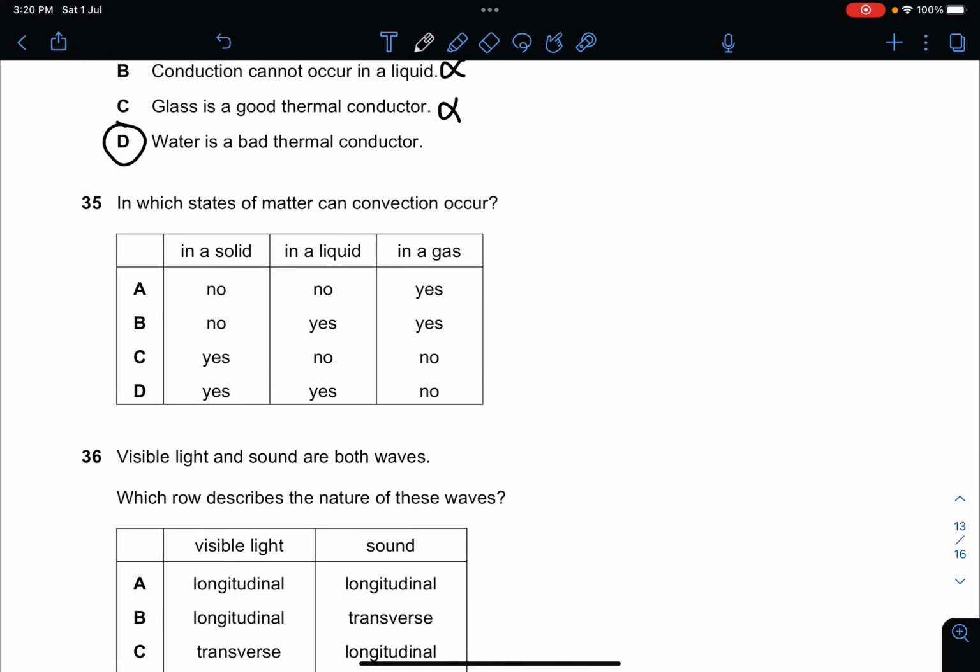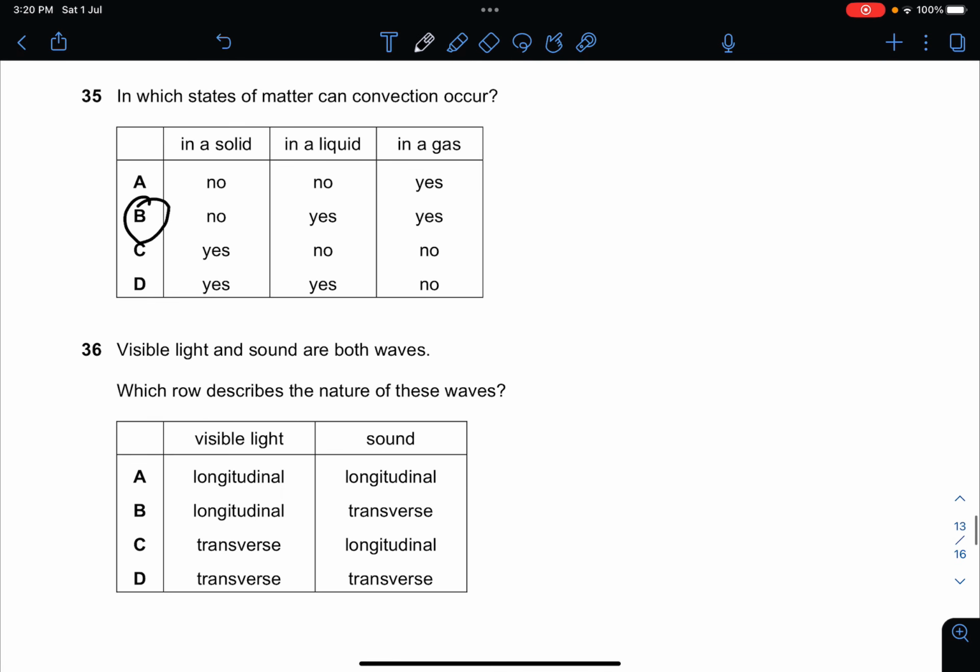Okay, in which states of matter can convection occur? Convection happens in fluids, meaning liquids and gases. So the answer is B. Okay, visible light and sound are both waves. Which describes the nature of these waves? Visible light is part of the electromagnetic spectrum, and sound is a sound wave. So this would be transverse for visible light and longitudinal for sound.